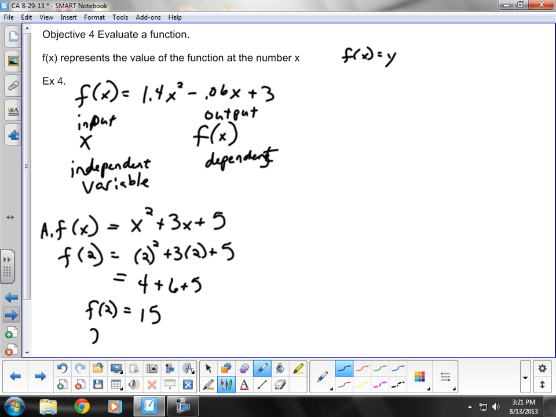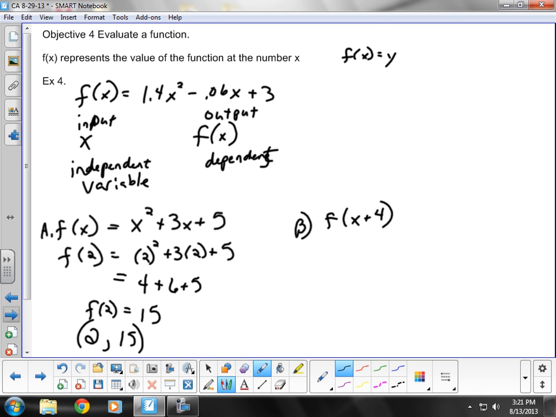So that ordered pair is the set 2, 15, because 2 is the x value, and 15 is the result that we get back from that. Now when you evaluate functions, many times you don't just evaluate numbers, sometimes you evaluate expressions. So on part B of that example, they want us to find f of x plus 4.